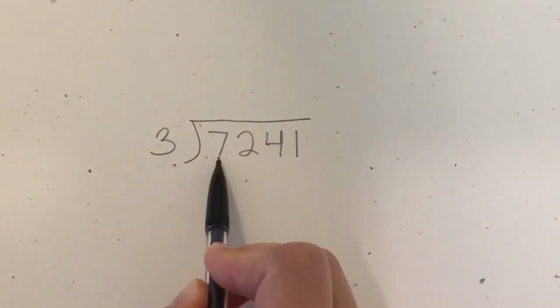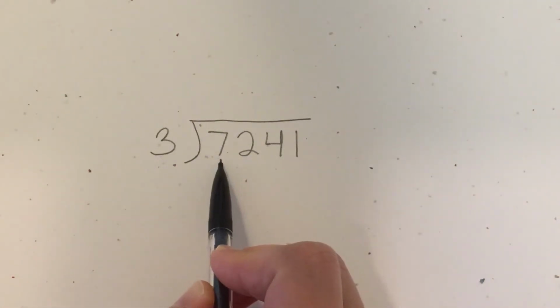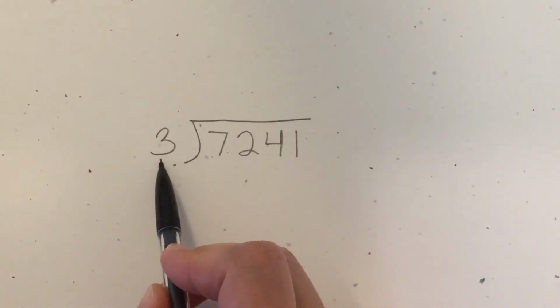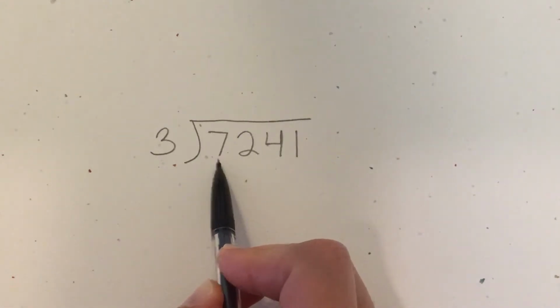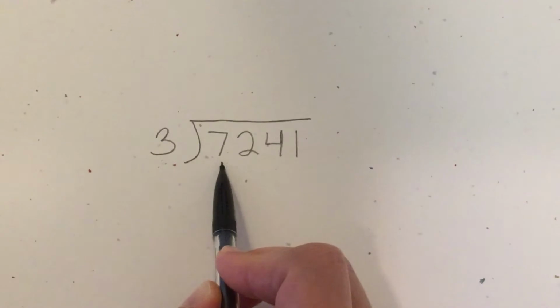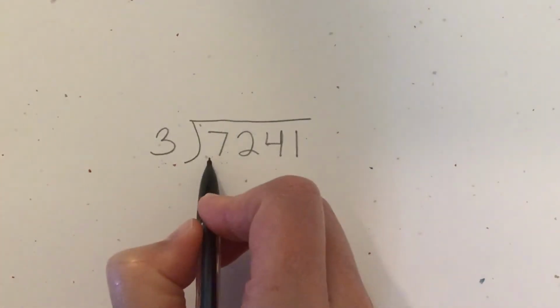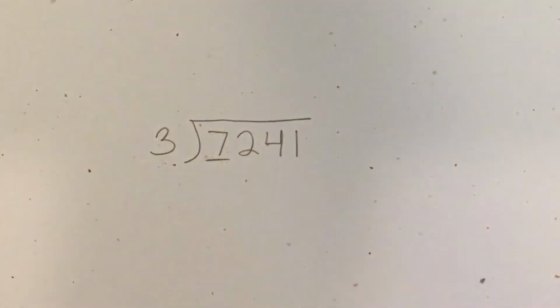So I'm going to be looking immediately over here to the numbers that are in the dividend. And I'm going to check and see, does 3 go into 7? Because if it does, I know I'm on the right track. And it does, so I'm going to stick with that 7. I might even underline it just to know where I'm at.